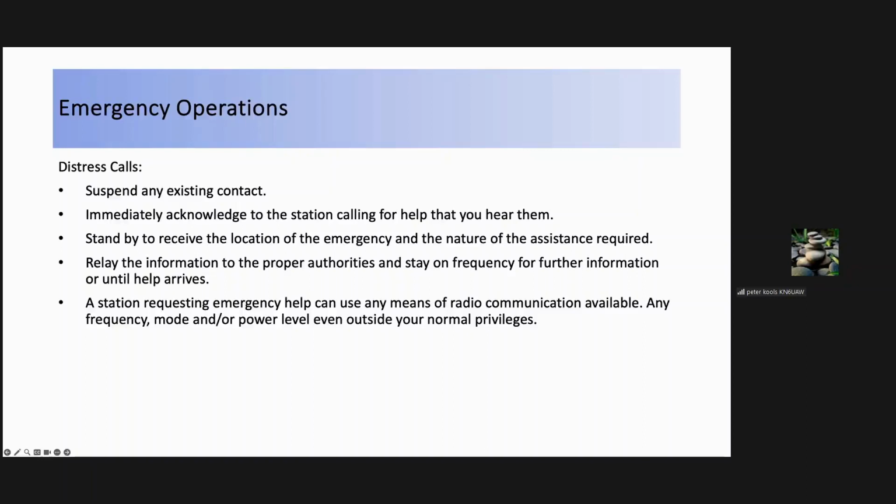In terms of distress calls, if you hear a distress call on a frequency that you're on, you should suspend any existing contact conversation, and you should acknowledge to the station calling for help that you hear them. And then you want to stand by to receive the location of the emergency and the nature of the assistance requested. So you need to ask them, where are you and what is going on and what kind of assistance are you asking for or seeking. You should relay that information to the proper authorities. Usually you do that by phone.